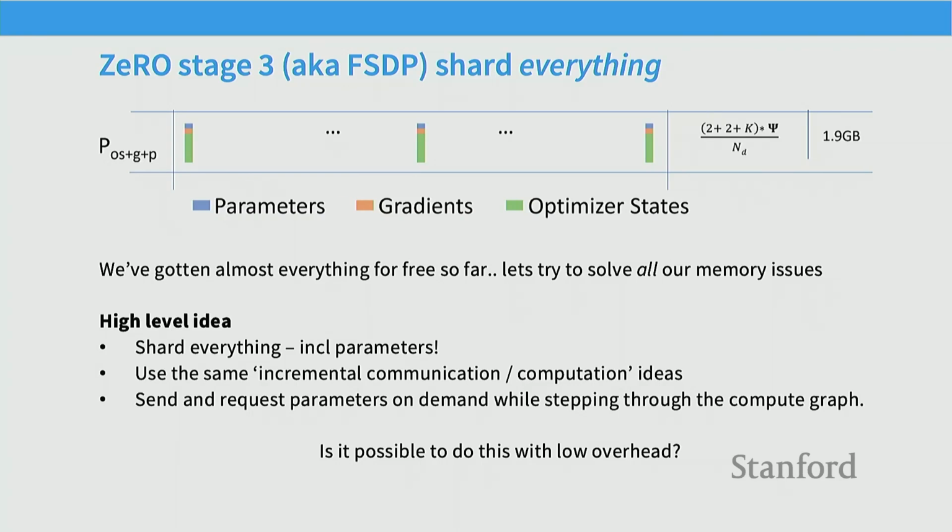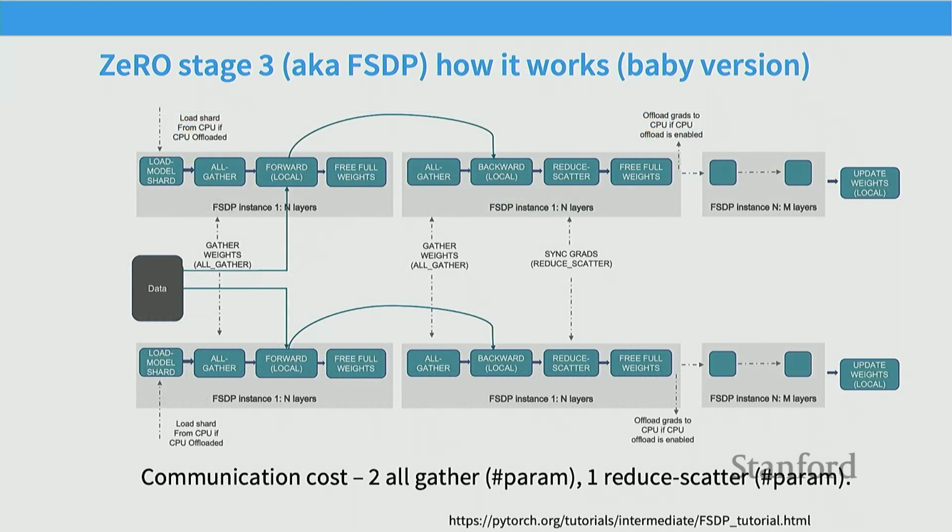So the same idea applies. We're going to shard everything, including the parameters. We're going to do the same thing as ZeRO stage 2, which is incrementally communicate and compute things so that we don't keep these big vectors of gradients lying around. And we're going to send and request parameters on demand while we're stepping through the compute graph, for both the forward and backward passes. And of course, the key is to do this with as low overhead as possible. I think the thing that's really surprising about FSDP is not that this is possible, but that this is possible with relatively low overhead. You'll see why it's low overhead in the next slide.